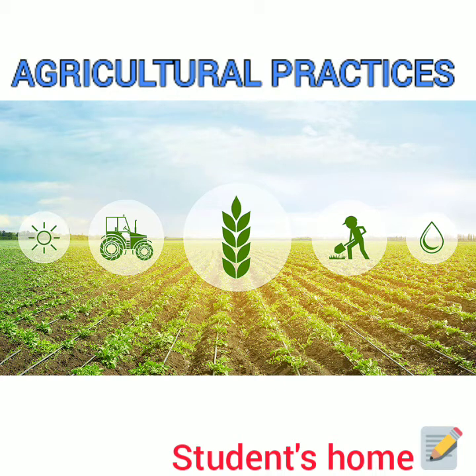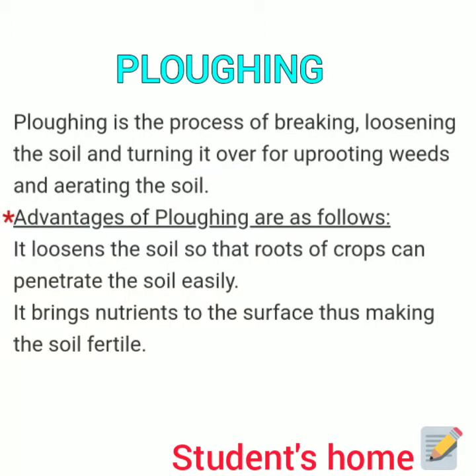So class, today we are going to start with our new topic, that is agricultural practices. Under these agricultural practices, the first point that we are going to discuss is ploughing. As you can see in the picture, it is written that ploughing is the process of breaking, loosening the soil and turning it over for uprooting weeds and aerating soil.